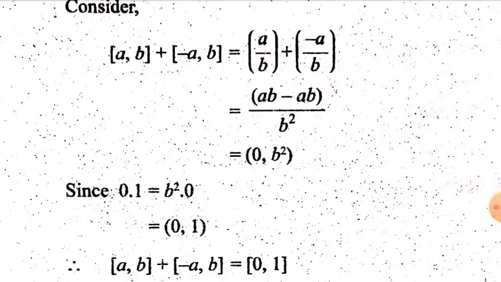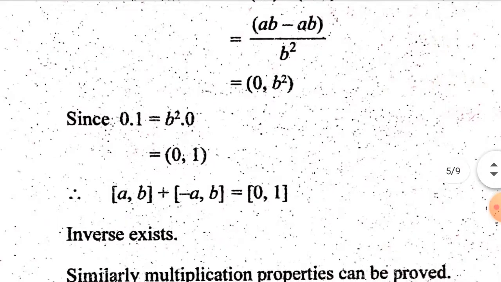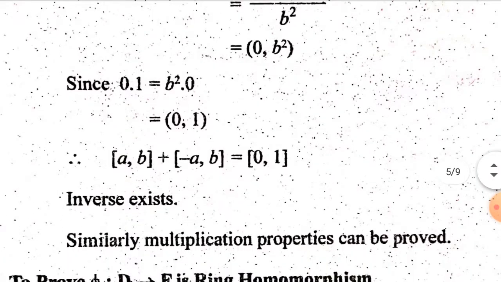For that case, we have (0, 1) dot (1, 0) equals (0, 1). See, 0 dot 1 equals 1, we are in the place of 1. 0 dot 1 equals 1 dot 0, which is the identity property. In the same way, we are taking b² dot 0, which is nothing but (0, 1). Now in the place of (0, b²), replace with (0, 1). The inverse exists.